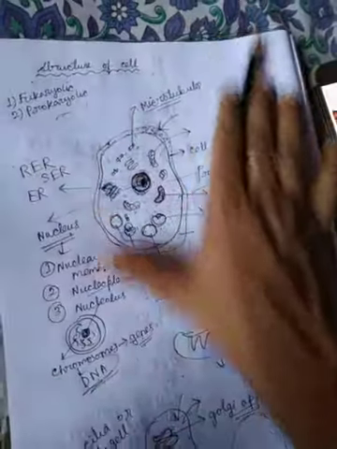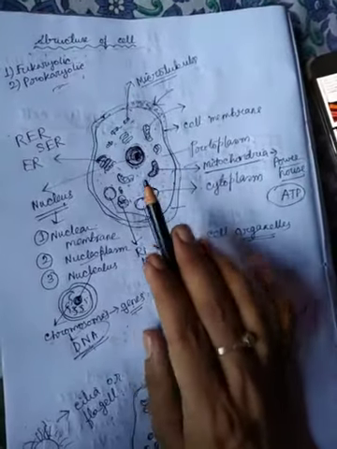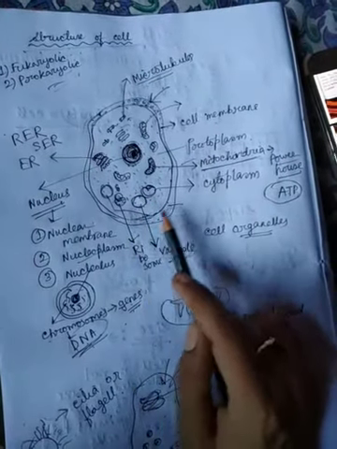So students, just go through the notes and you have to practice the diagram of the cell individually, plant cell and animal cell. Okay.